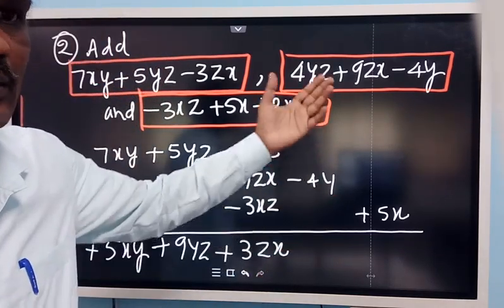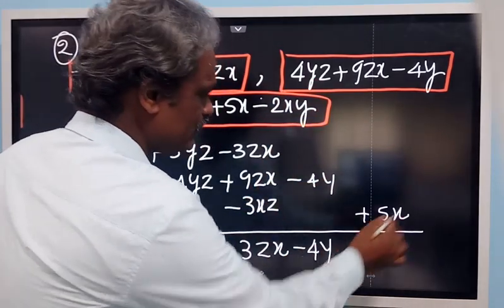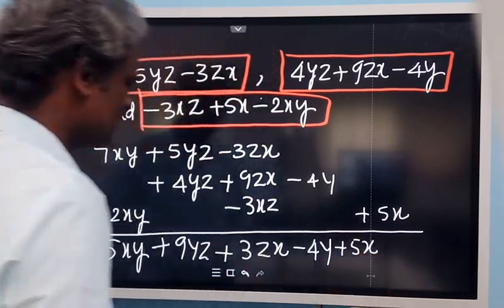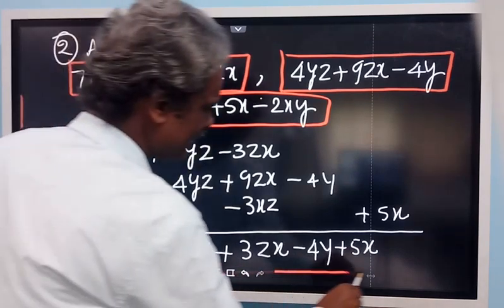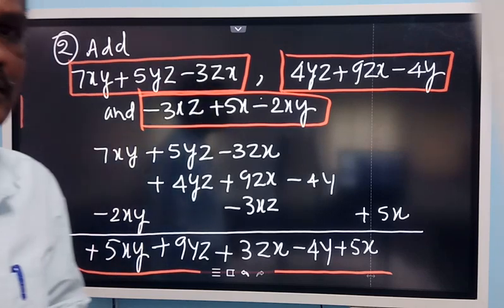Only one term, there is no other term to add. Just write it as it is, minus 4y. Then 5x also you have to write separately. So this is the solution. Once you add this, you will get the solution like this. This is the answer. You understood this?